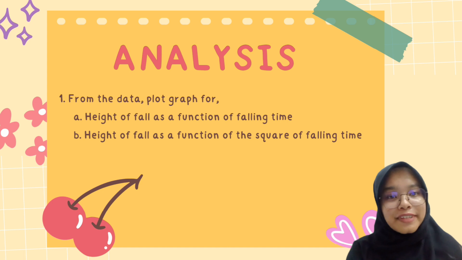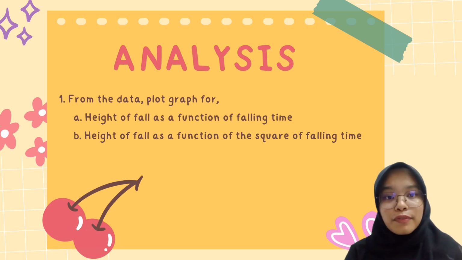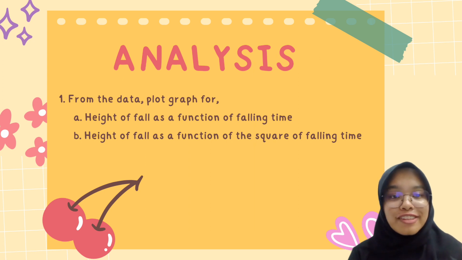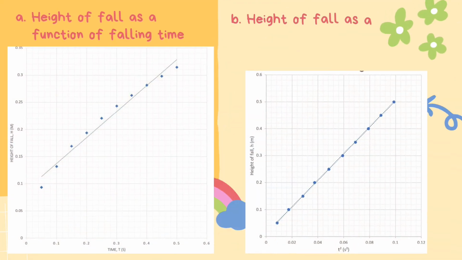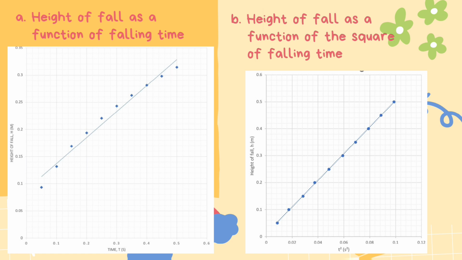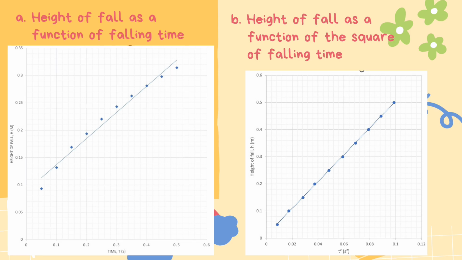Analysis. First, from the data, draw a graph of: A, height of fall as a function of falling time; B, height of fall as a function of the square of falling time. First of all, we have the height of fall as a function of falling time graph, and next we have the height of fall as a function of the square of falling time graph.